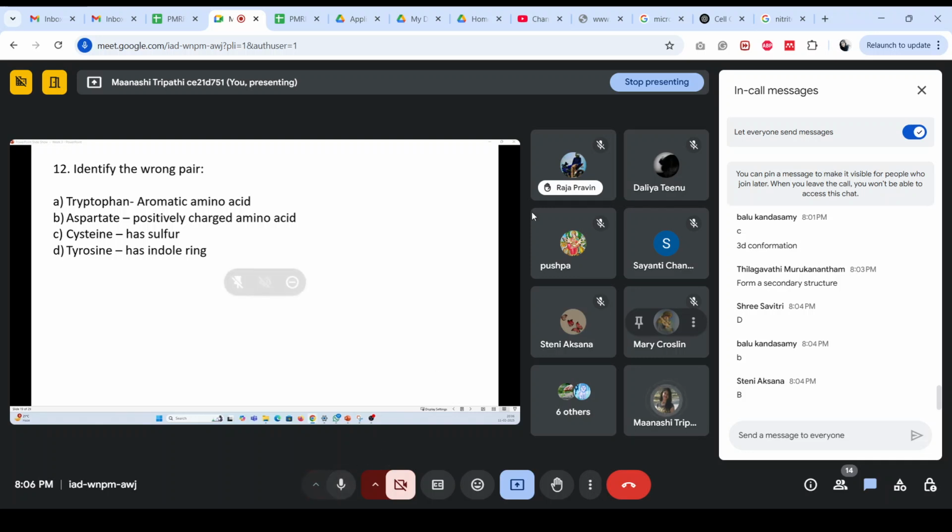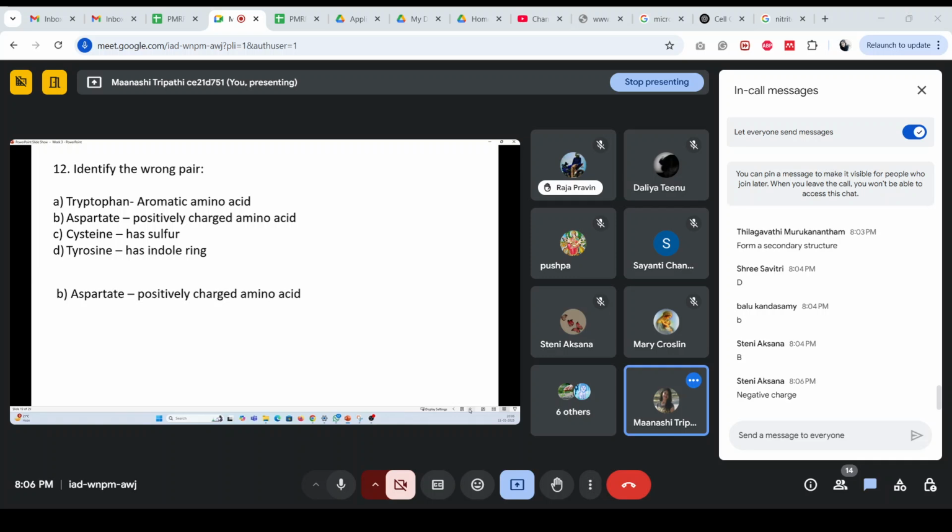Okay, we'll see the solution now. Option B is the wrong pair. Aspartate is shown as a positively charged amino acid. So what can be the correct answer for this one? What is aspartate? Yes, correct. It is a negatively charged amino acid.